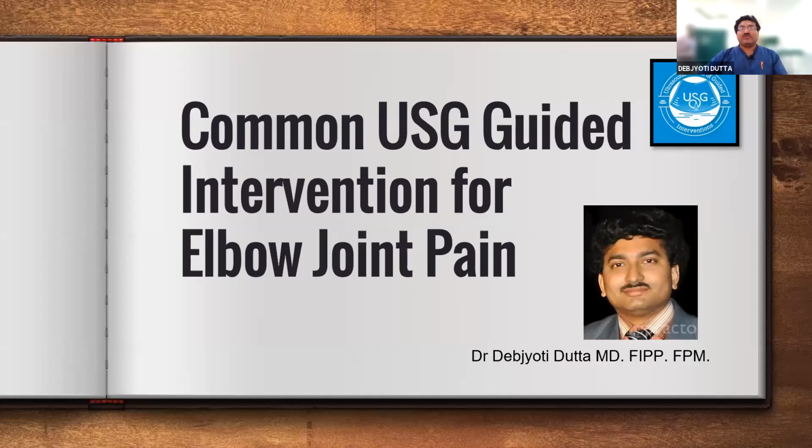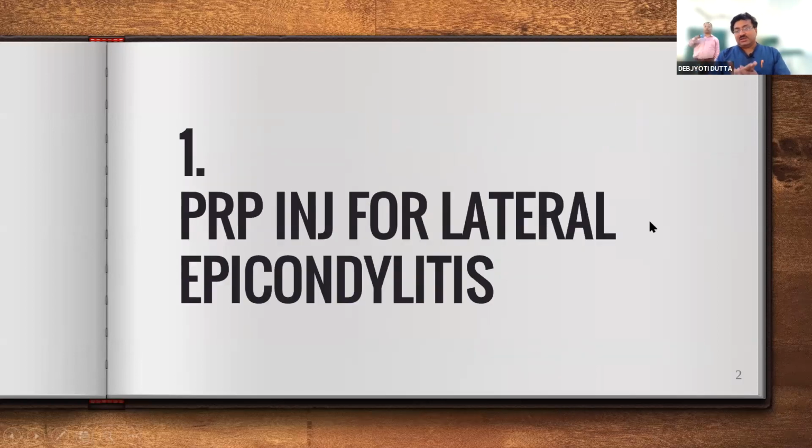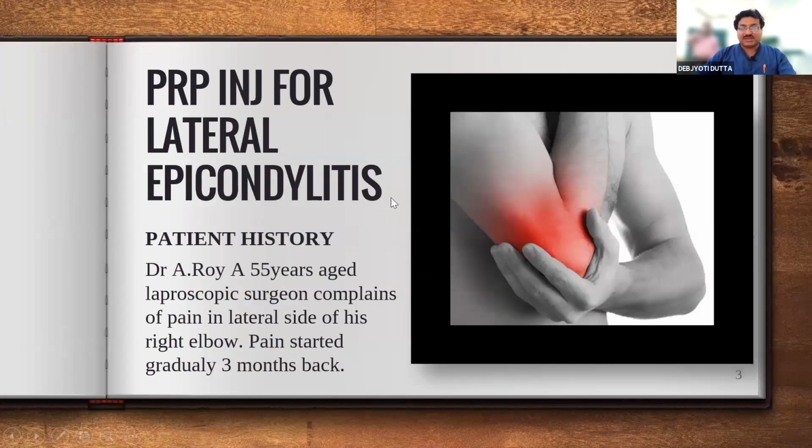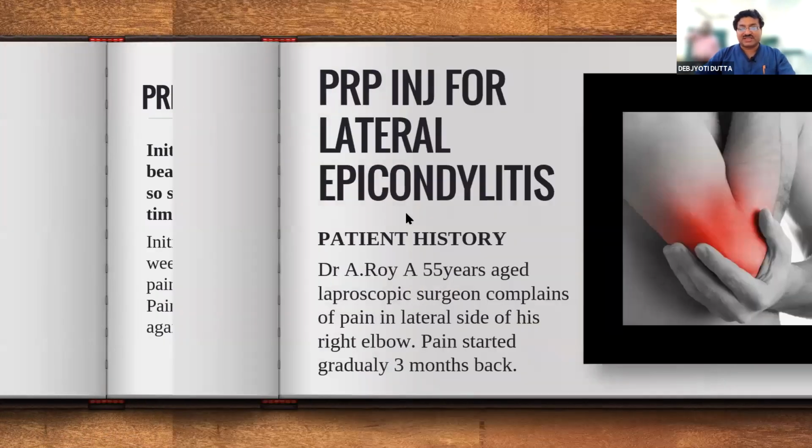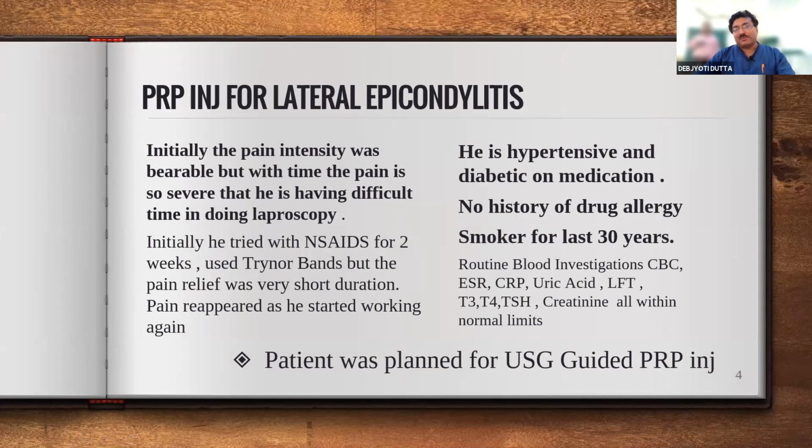So now we'll be going for the common ultrasound guided intervention for the elbow joint pain. So I'm not going into the history of the patient, that part I'm skipping because of time, but PRP injection for the lateral epicondylitis. So this is the history of the patient. So basically this is a surgeon's history with pain continuously.